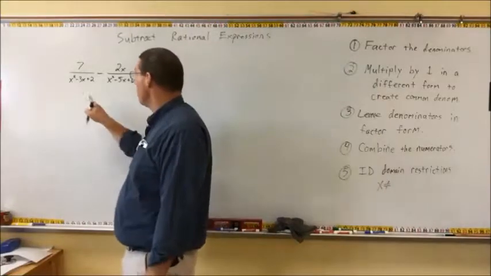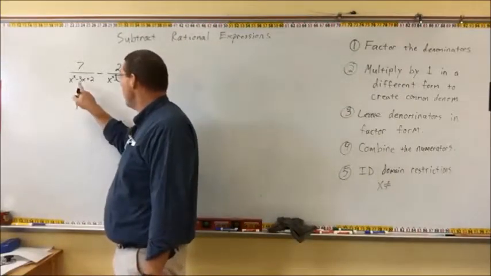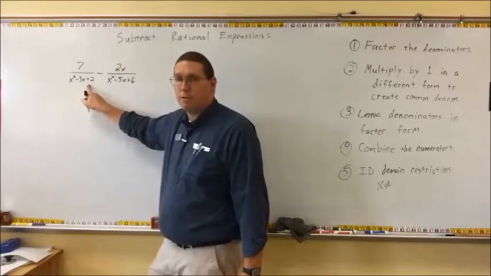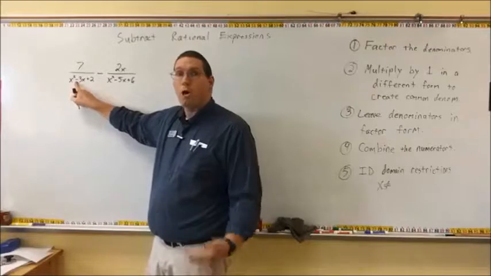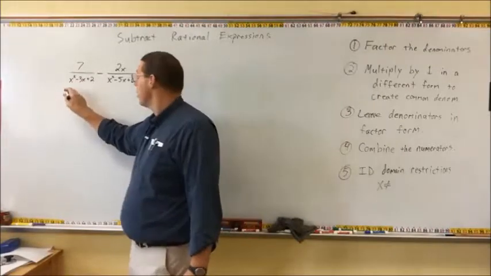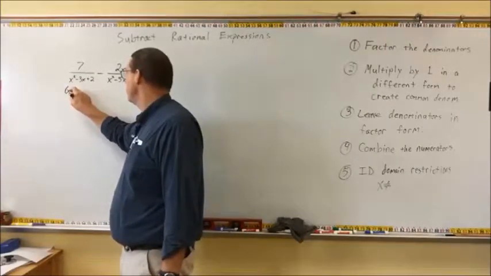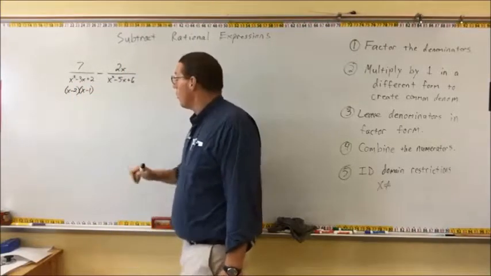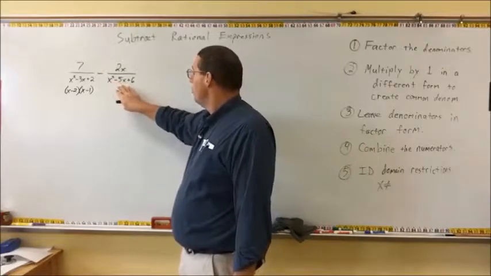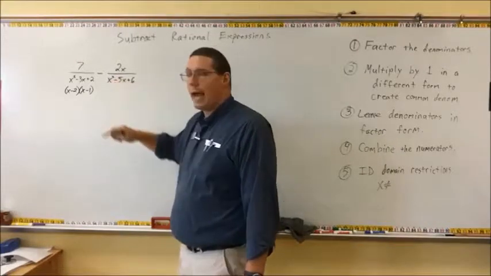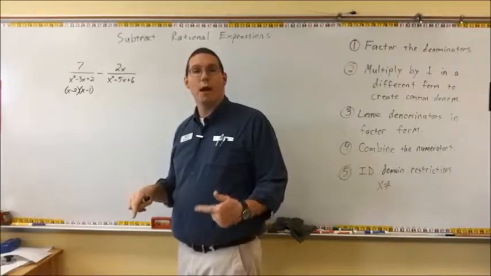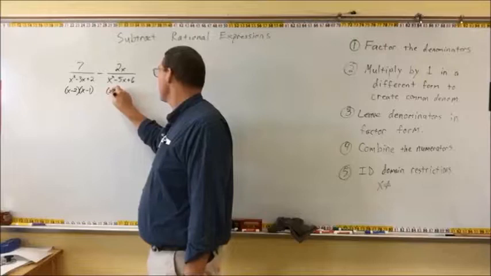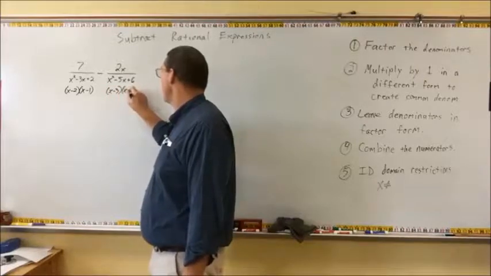Remember, the first thing we're going to do is factor the denominators. If I use product sum factoring here, two numbers that multiply to positive 2 but add up to negative 3 are negative 2 and negative 1. So this is going to be x minus 2 times x minus 1. Now over here, two numbers that multiply to positive 6 but add up to negative 5 are negative 2 and negative 3. So we're going to have x minus 3 times x minus 2.